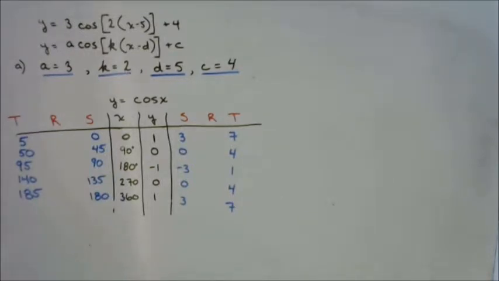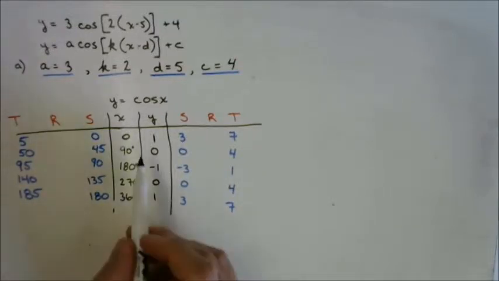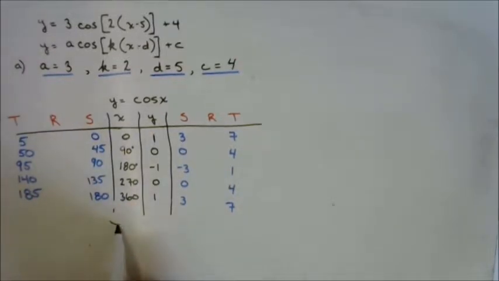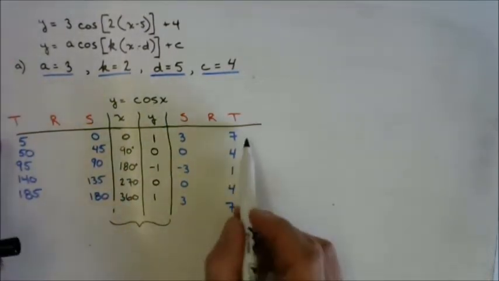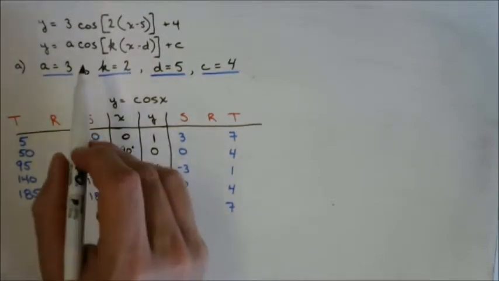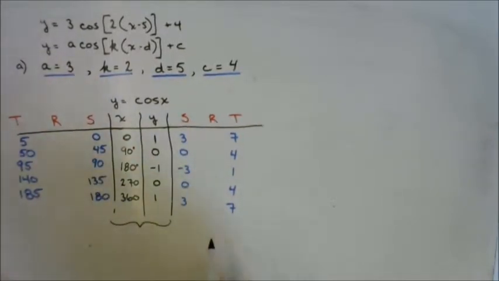Pardon? I can't hear what you're saying. This is the standard cosine function. These are the points that are on the plain old y equals cosine of x. And these indicate the coordinates of the point on our new function after we've done our transformations.